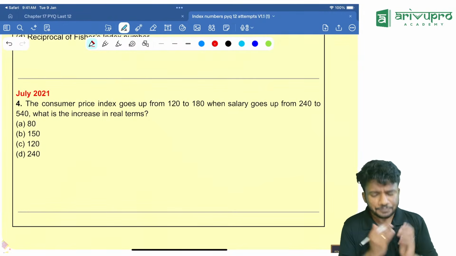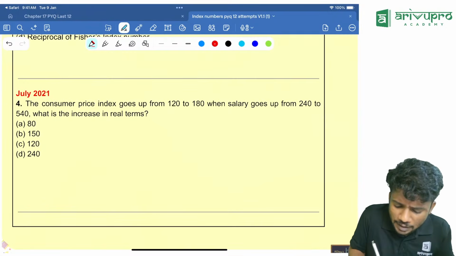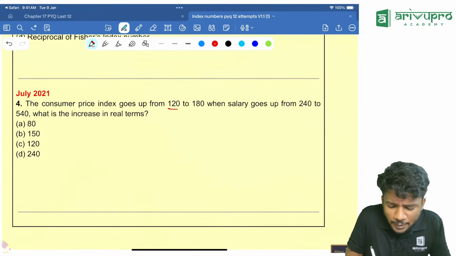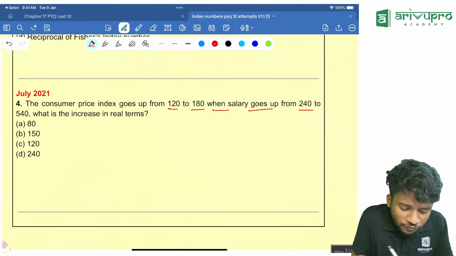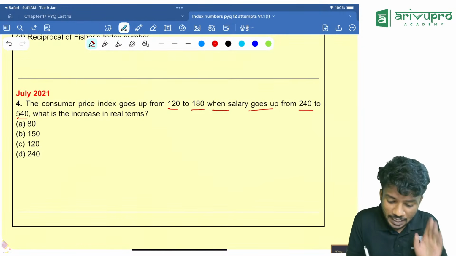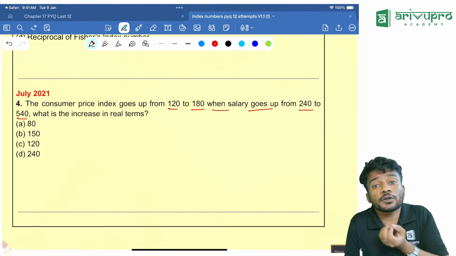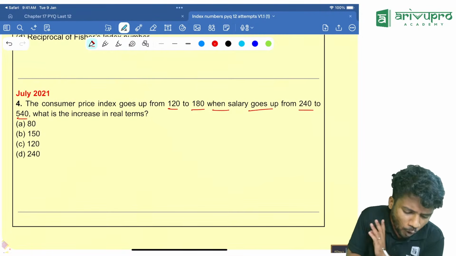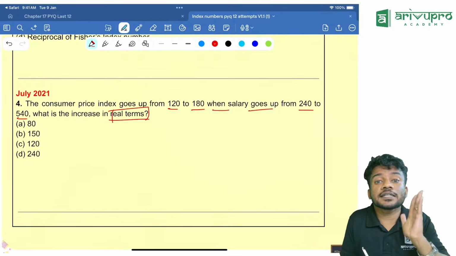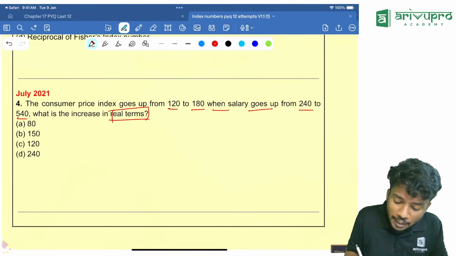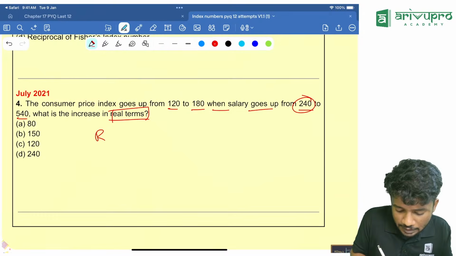Okay. Then the consumer price index goes up from 120 to 180 when the salary goes up from 240 to 540. Salary goes from what to what? 240 rupees to 540 rupees. What is the increase in real terms? This word real terms is important, people.